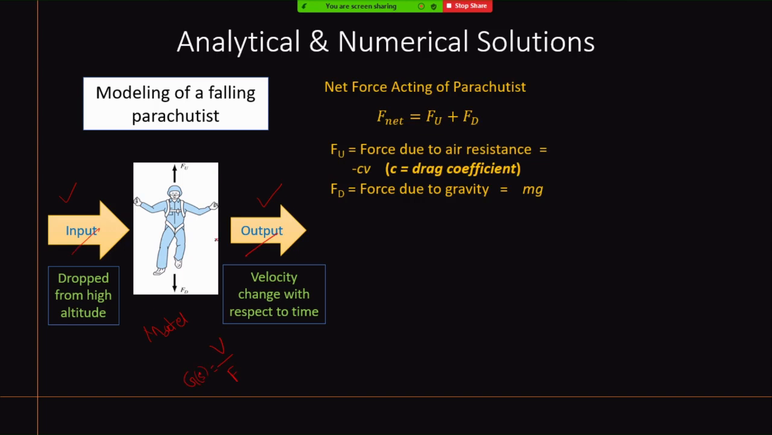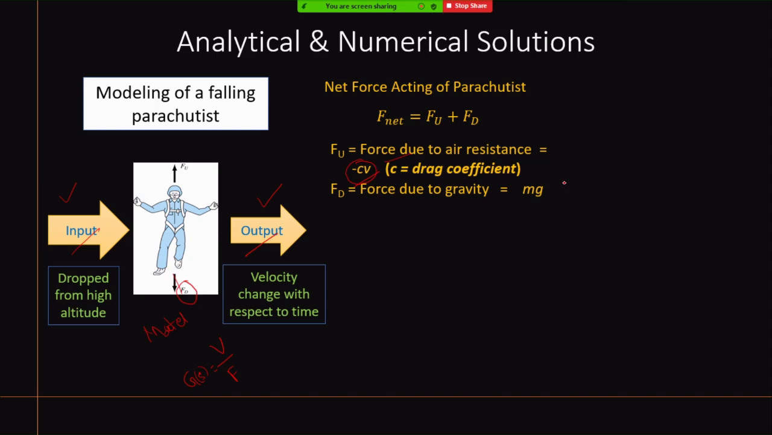What type of forces will be there? There will be one downward force, that is due to gravity. Another force is an upward force, which will oppose this motion. That is air resistance. This upward force should always be negative, so I can write it here as minus cv.